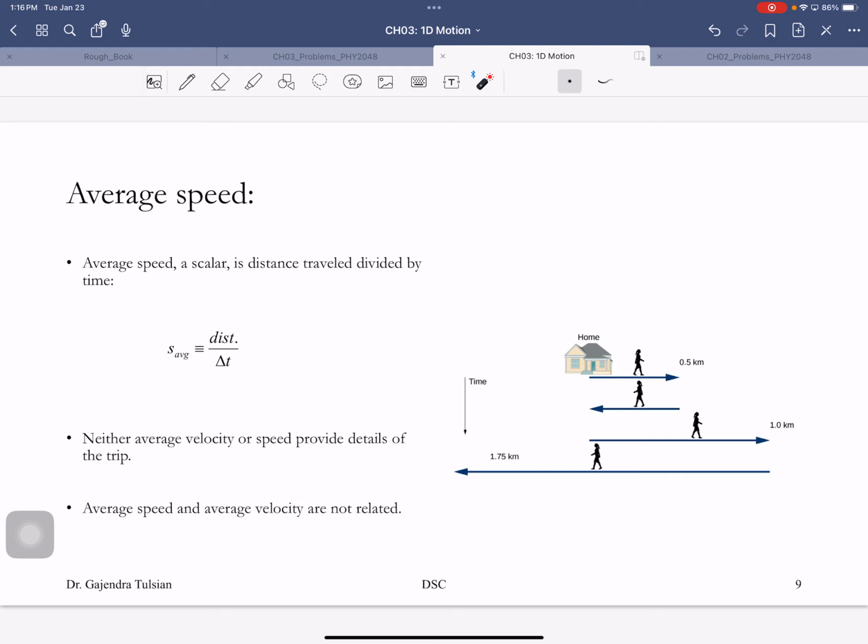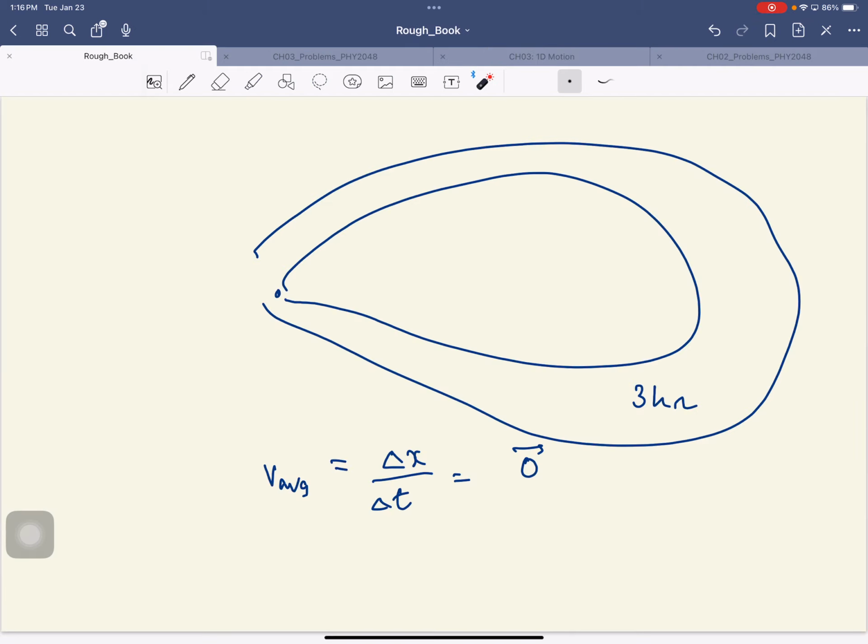Okay. And now, for this guy, you can calculate the average speed, and you can calculate the average speed for this guy. Will there be 0? No. Speed won't be 0, even though the velocity is 0. So you can see that average velocity and average speed are not related.